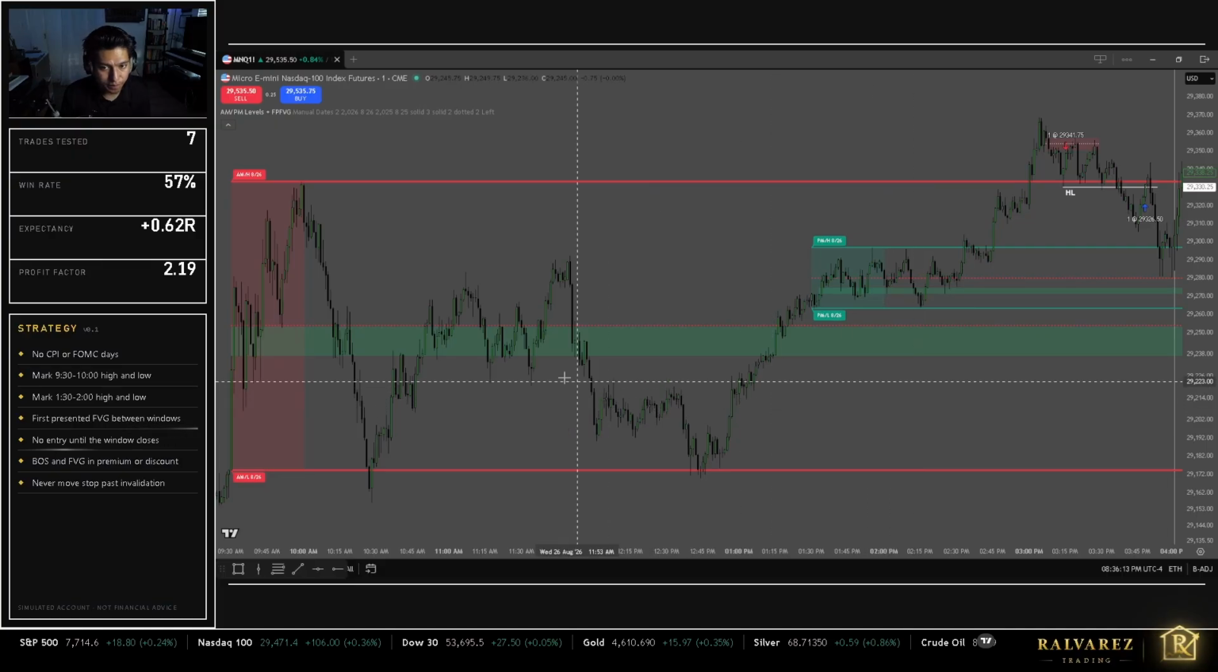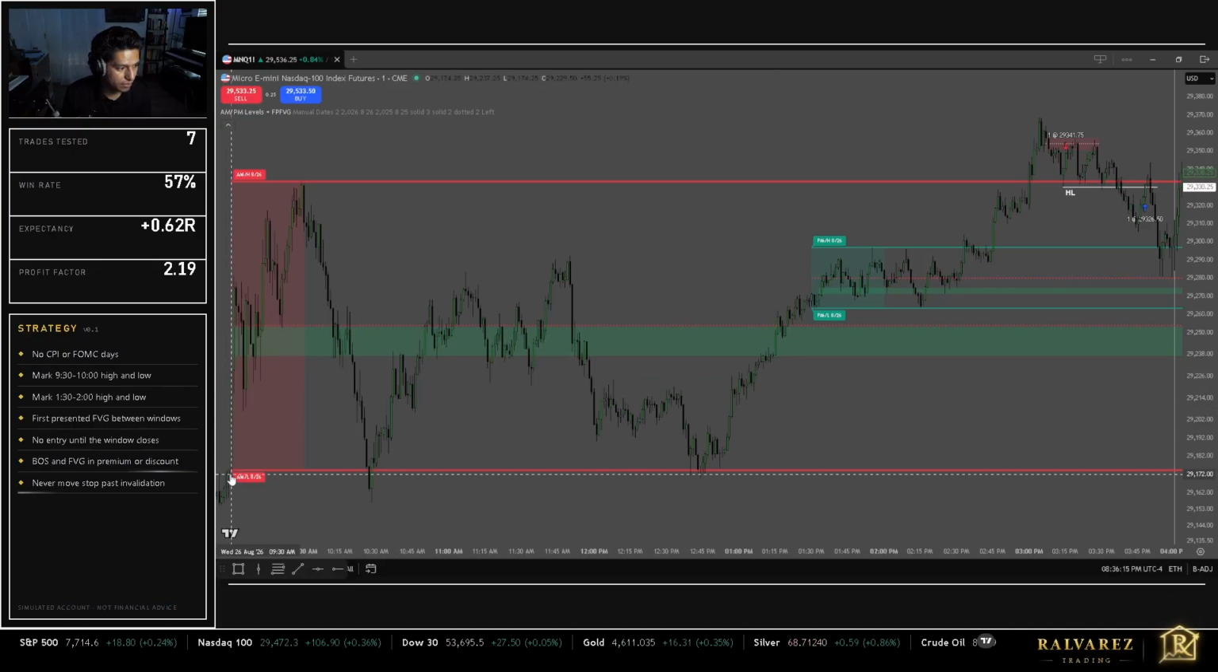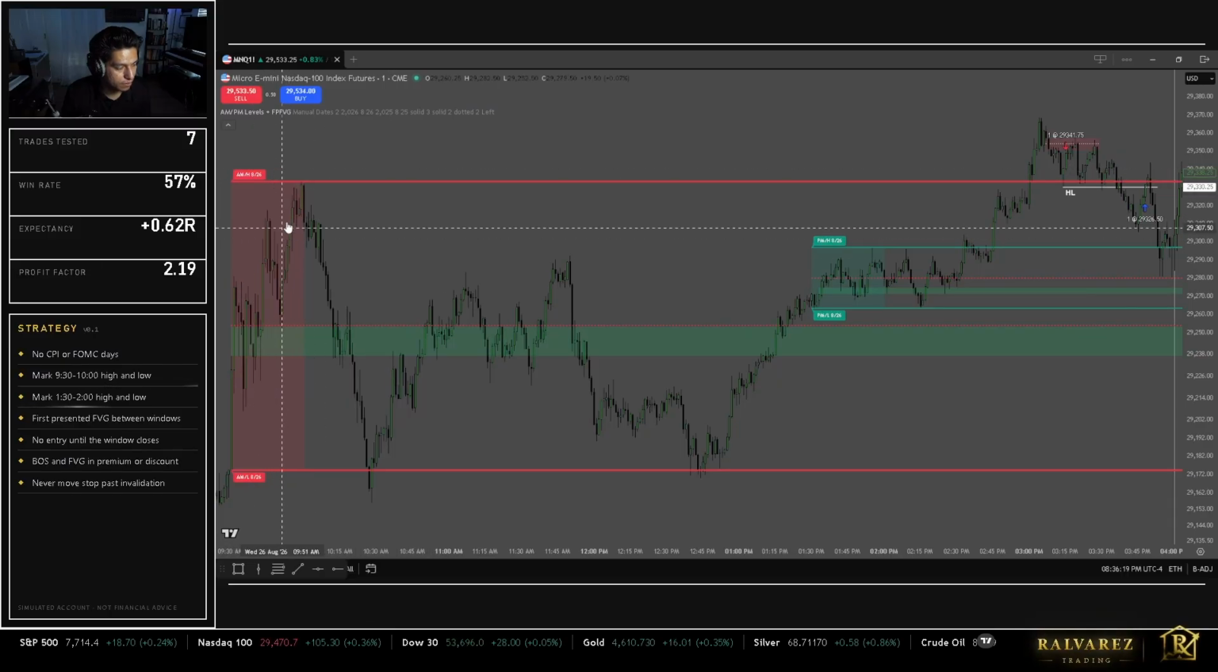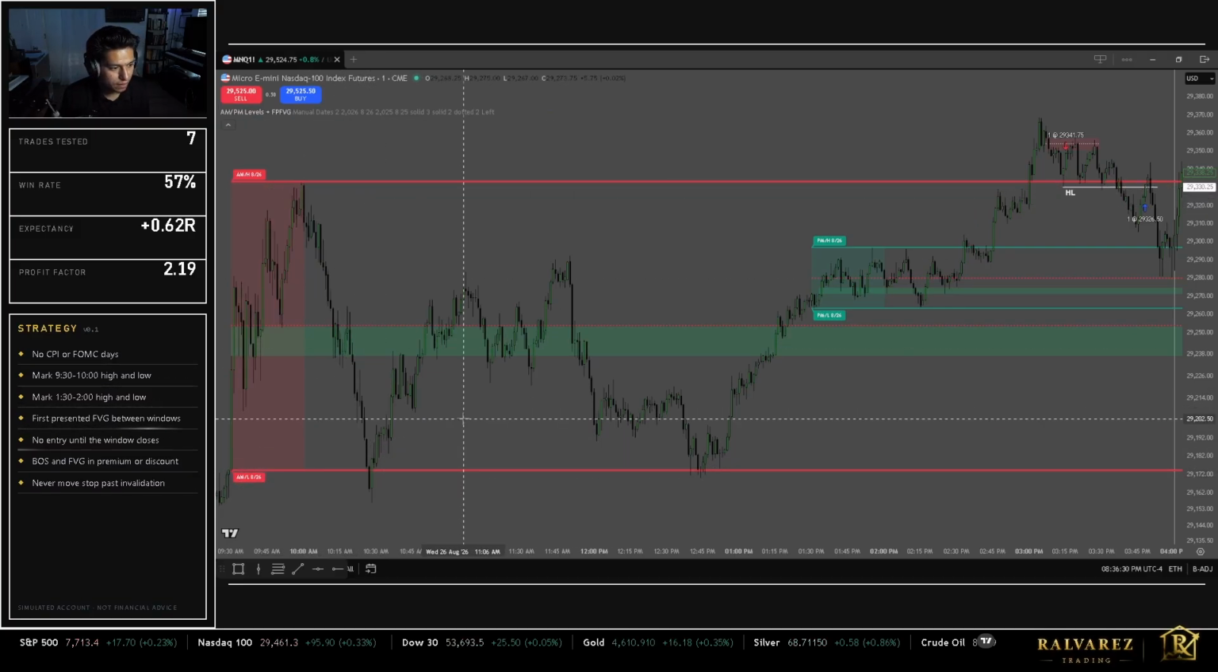Looking from left to right, we have this liquidity pool up here. We can see that right after our rule of only entering after 10 o'clock, the market reverses, comes back down, and takes out the low. It does come back up into a premium level, then comes back down to the low again to use it as a retest or support level. Then price went up higher into the PM session.